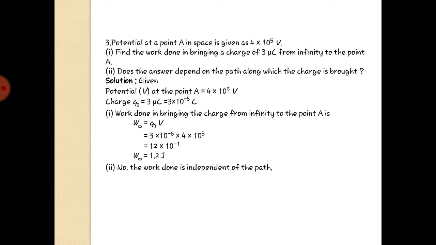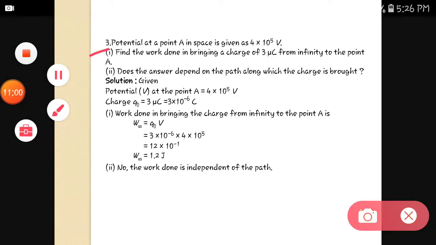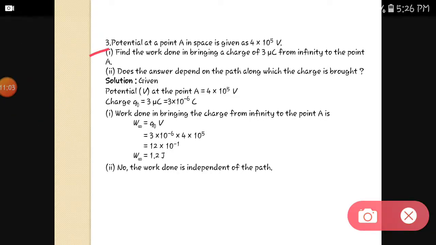Let's move towards the next one, and here it is. It depends on the potential and the work done. Okay, let's find out what it is. The potential at point A in space is given as 4 into 10 to the power 5 volt. So V is given. Find the work done in bringing a charge of 3 microcoulomb from infinity to the point A.